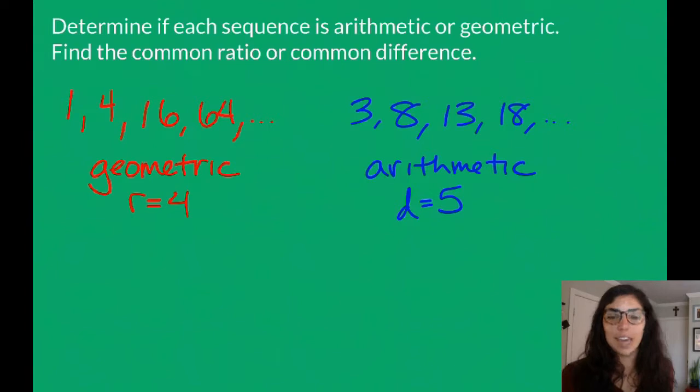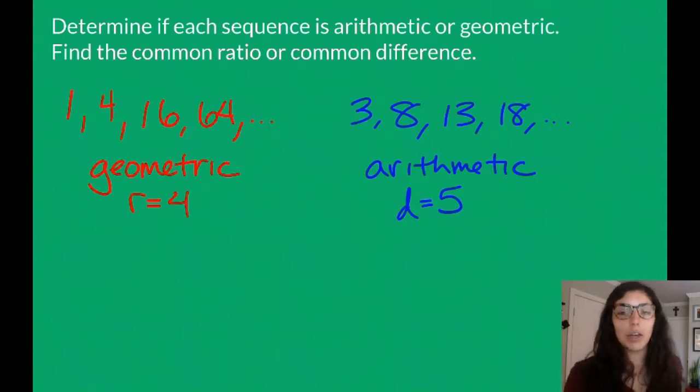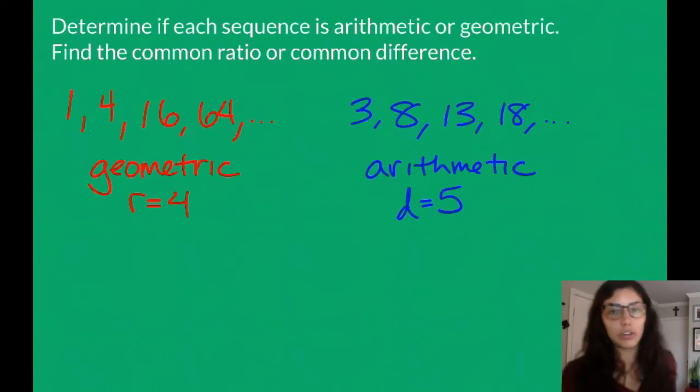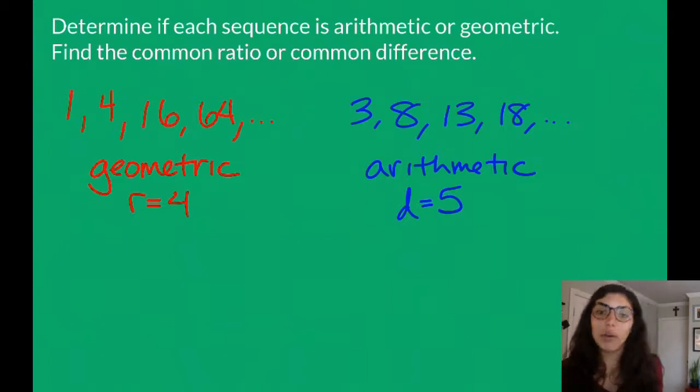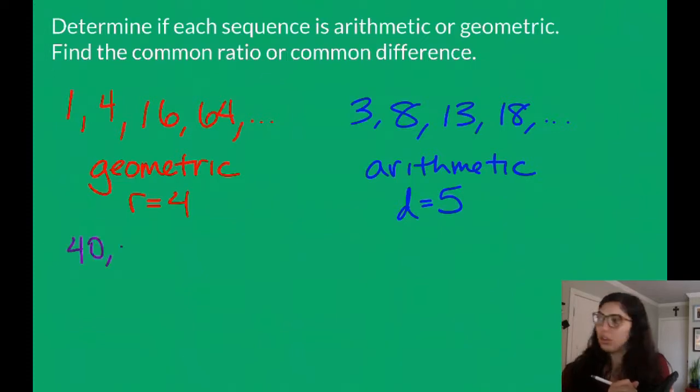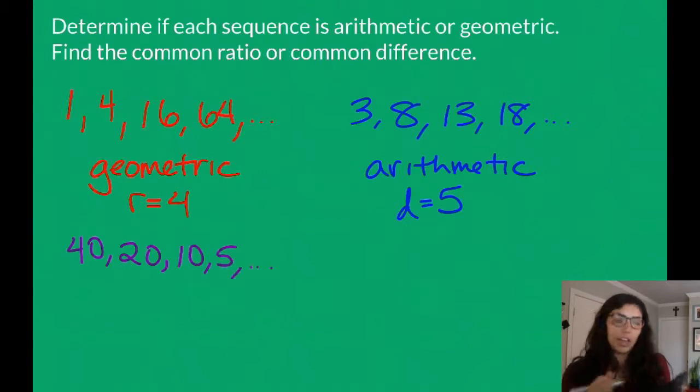Easy. Adding and subtracting is arithmetic, multiplying, dividing is geometric. Then you just have to tell me how the pattern is changing. Let's try another one. How about this one? We have 40, 20, 10, 5, and on and on.